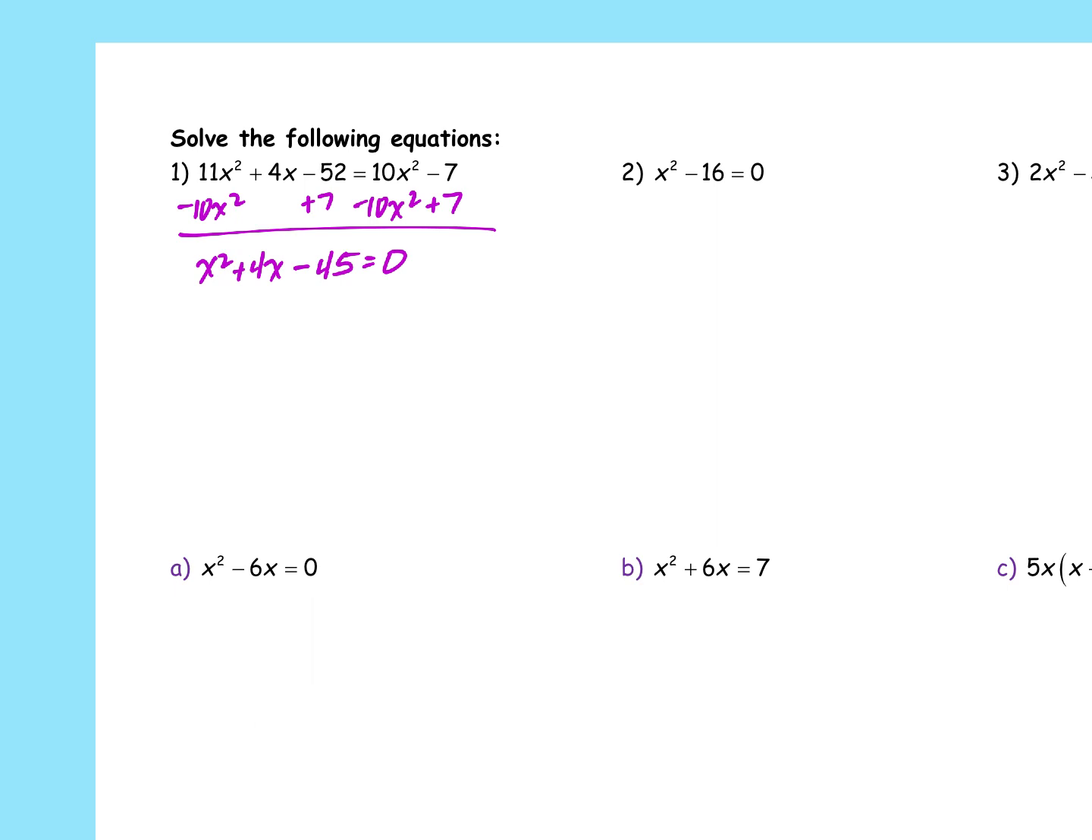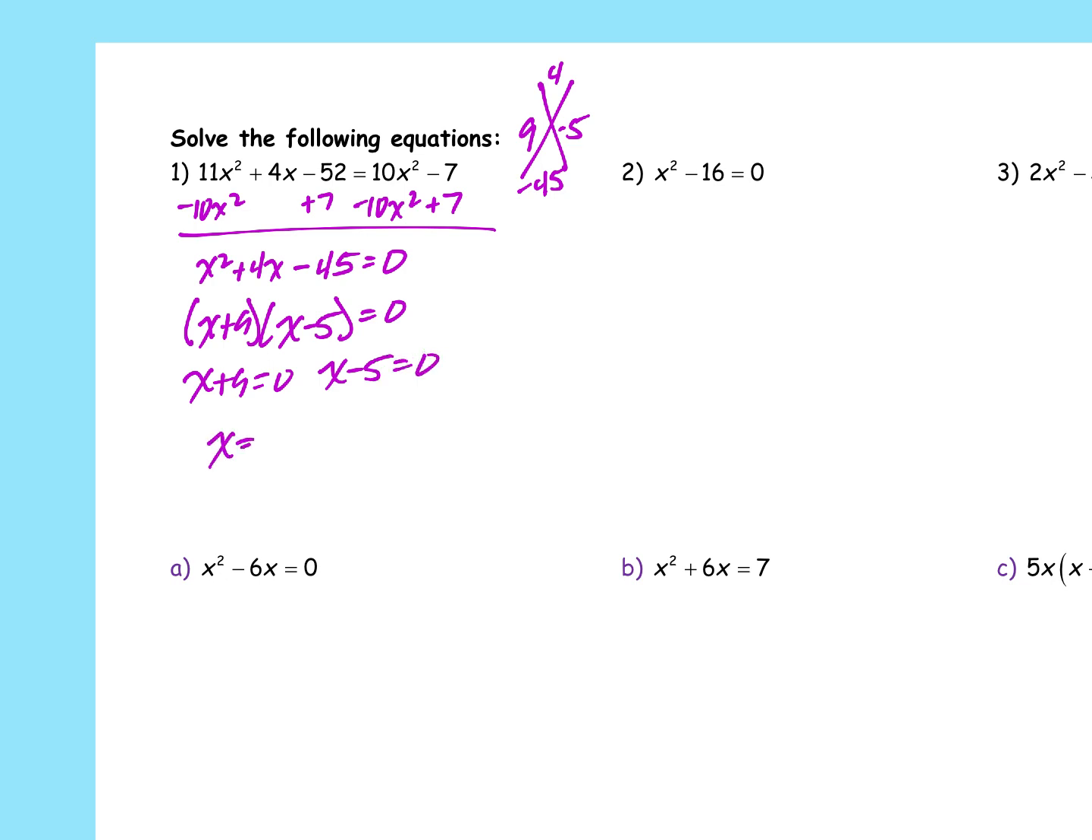If I can solve it using one of the other easier ways to solve it, then solve it that way, okay? So I can factor this really easily and get my answer a lot faster than using the quadratic formula. I can say, what two numbers multiply to be negative 45 and add to be 4? Well, that should be 9 and negative 5, right? So this should factor to x plus 9 times x minus 5 equals 0. So I get x plus 9 equals 0 and x minus 5 equals 0. So x is going to equal negative 9 and positive 5.